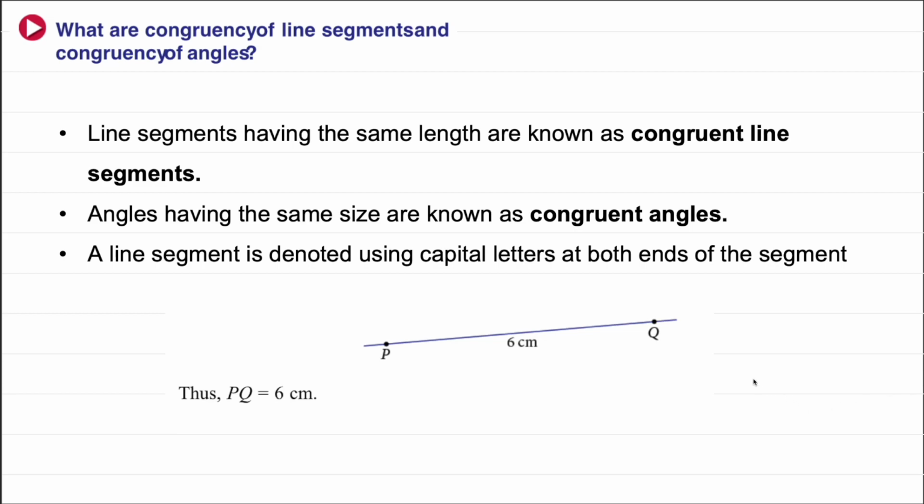Okay. A line segment is denoted using capital letters at both ends of the segment. Itu memang cara format penulisan untuk line segment. Maksudnya ada dua end. This is the first end, kat ujung ni, and this is the second end lah. Okay. Dan kita denote dia sebagai apa-apa letter lah, PQ ke, RS ke, AB ke, tak kisah. Dan dia punya measurement ada kat tengah-tengah ni. So, contohnya maknanya panjang untuk line PQ adalah 6 cm.